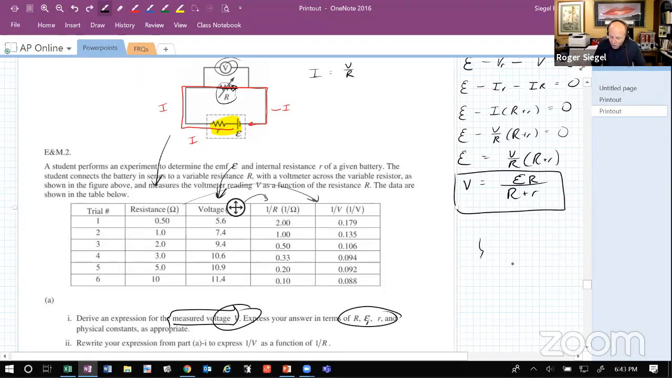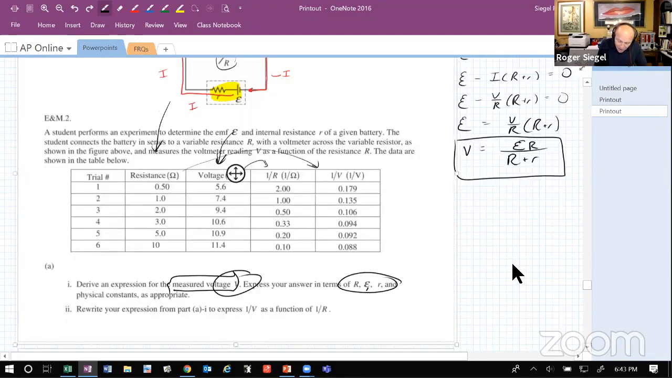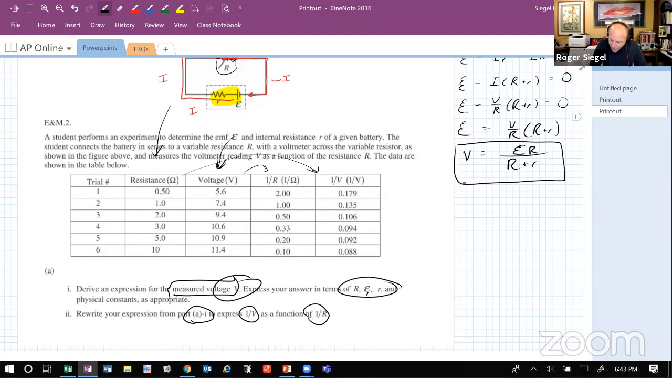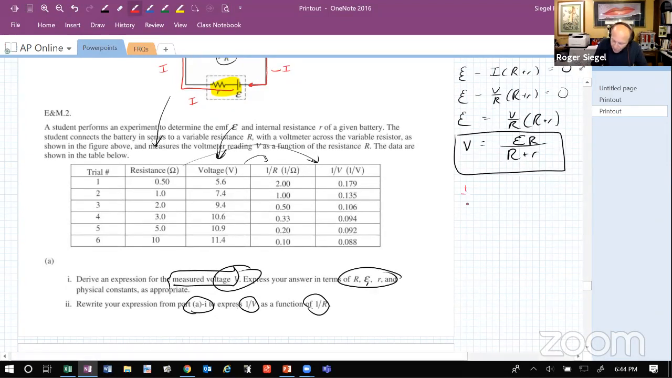Great. Now, the next problem says, rewrite your expression from the previous to express 1 over V as a function of 1 over R. So let's go ahead and look at that. If that's true, then 1 over V is equal to R plus r over E R. Now, I don't yet see this, but I know I can do some math over here, so maybe it'll pop out. The 1 over R will pop out when I do this. So let's see, I could take it out here. I could say 1 over R times, and then what's left? We have R plus r over E, but that is not going to get me there, apparently.